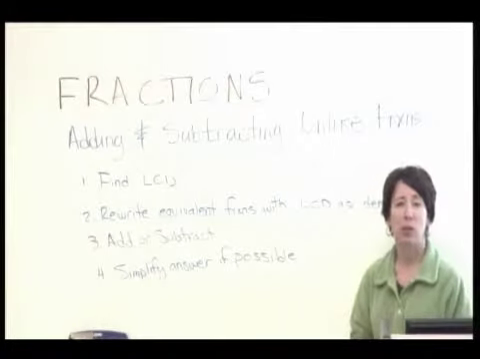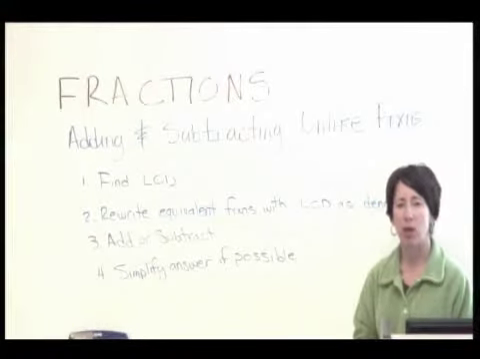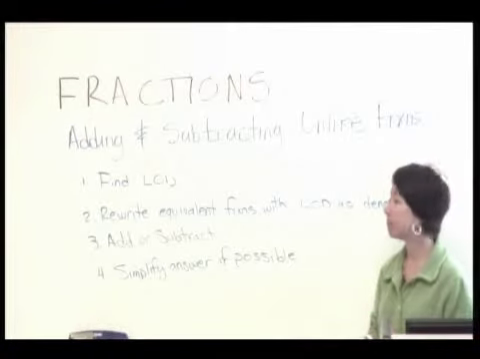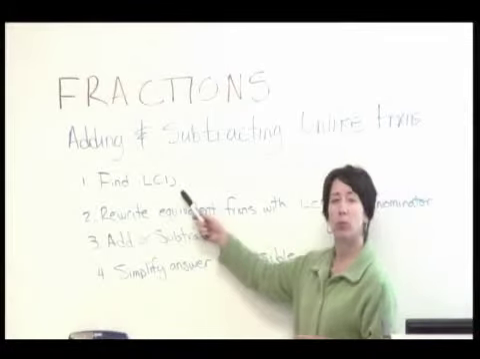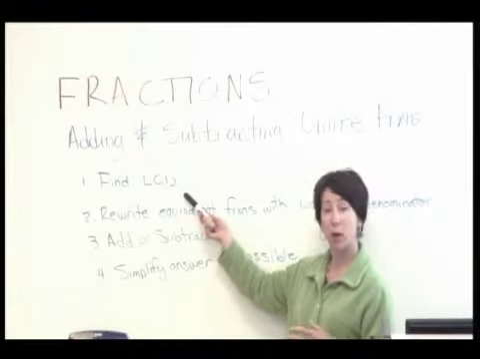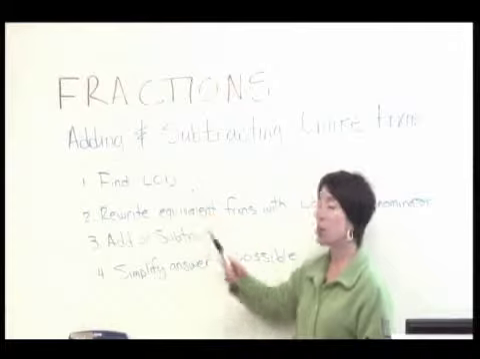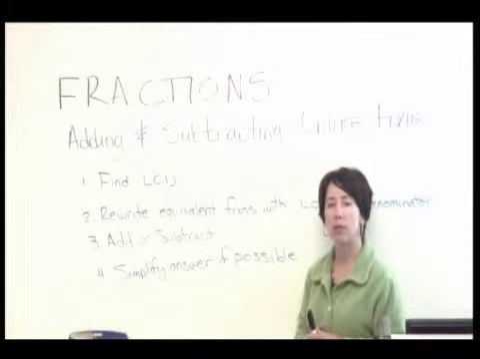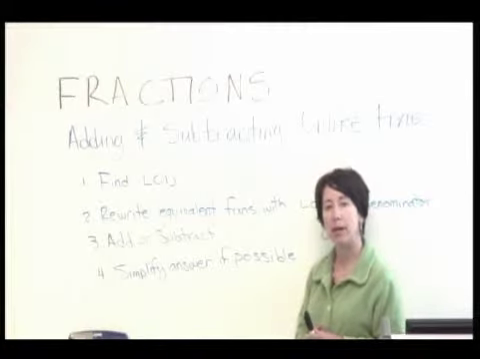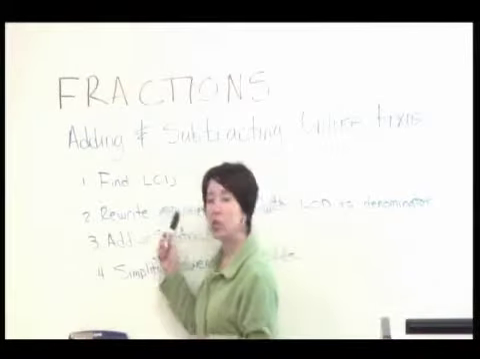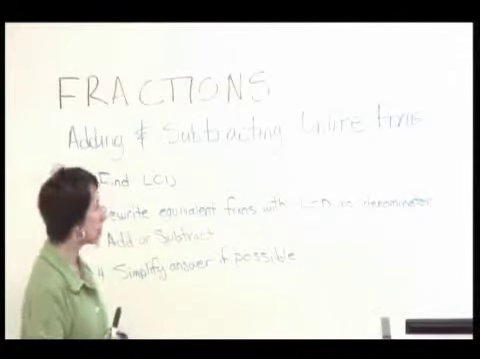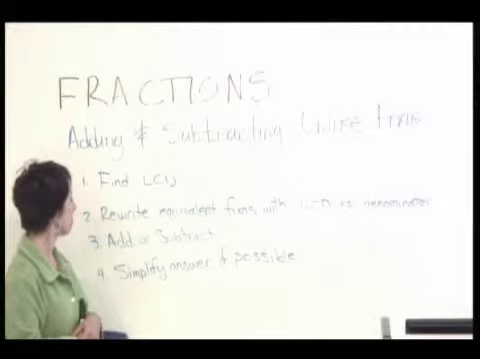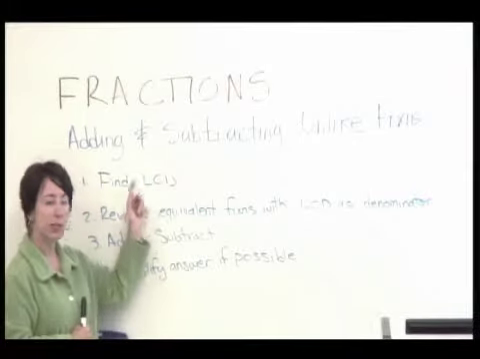Okay, now let's look at adding and subtracting unlike fractions using the skills that we've already looked at. The first thing we want to do when we notice that our fractions do not have the same denominator is find the smallest number that all the denominators go into evenly, known as the least common denominator. Then we need to rewrite equivalent fractions with the least common denominator as the new denominator. So these are the two skills that we've just looked at.